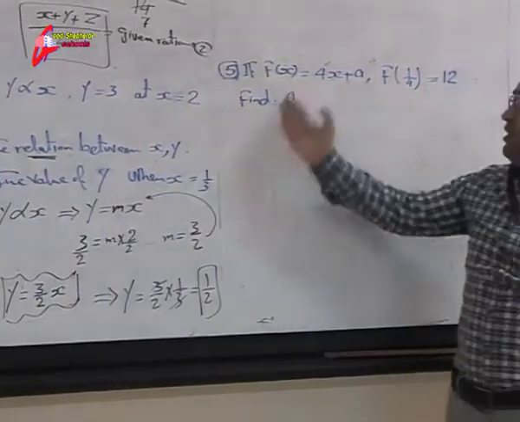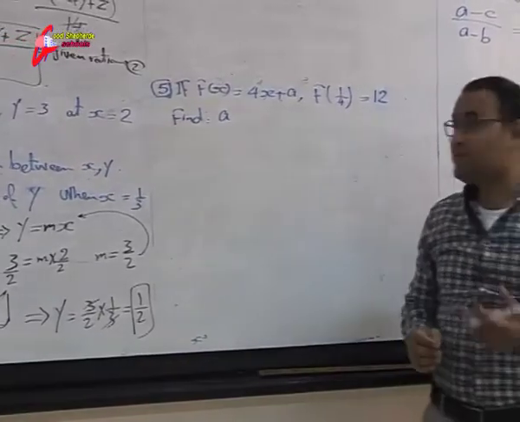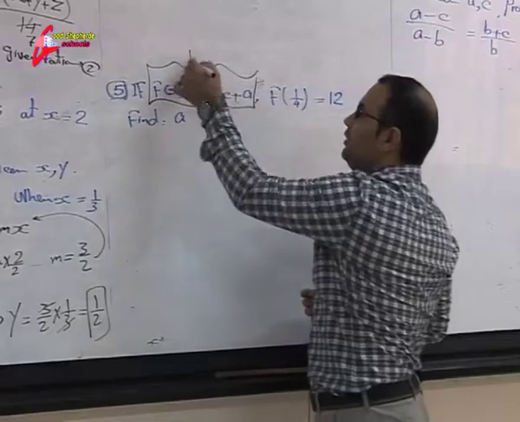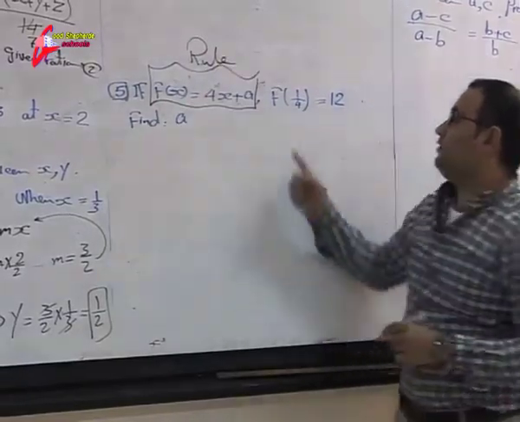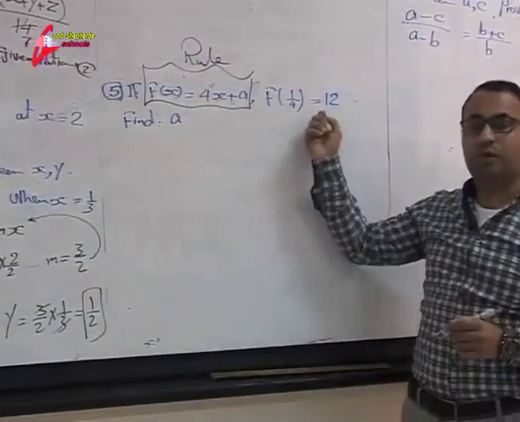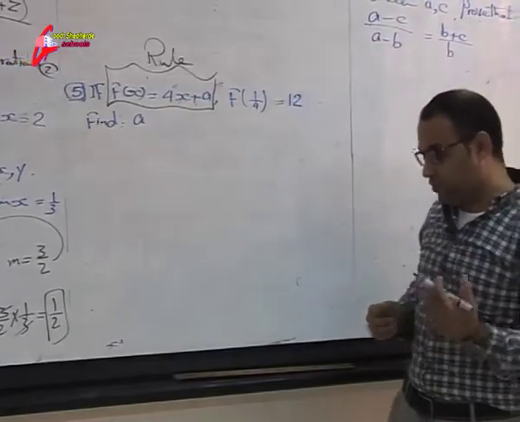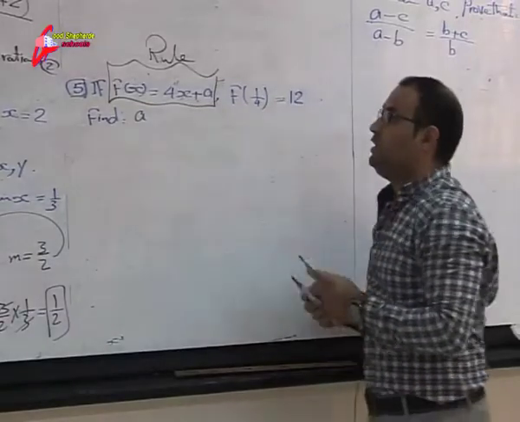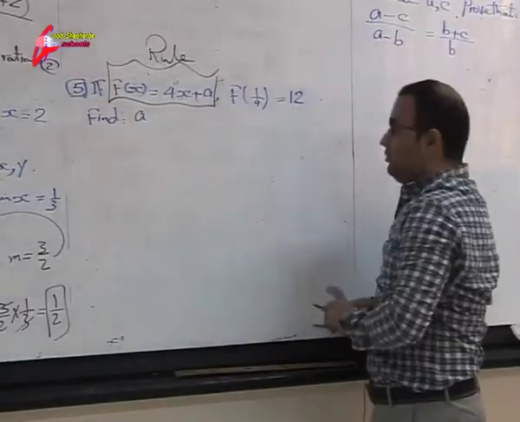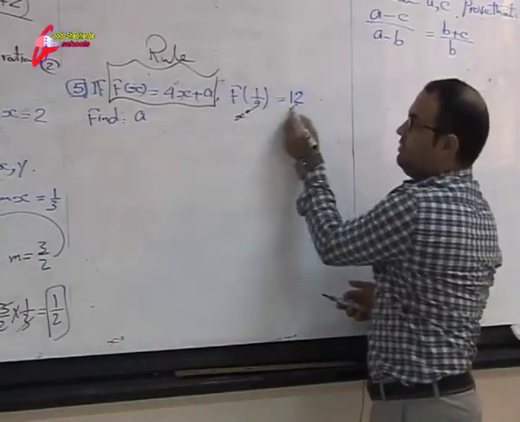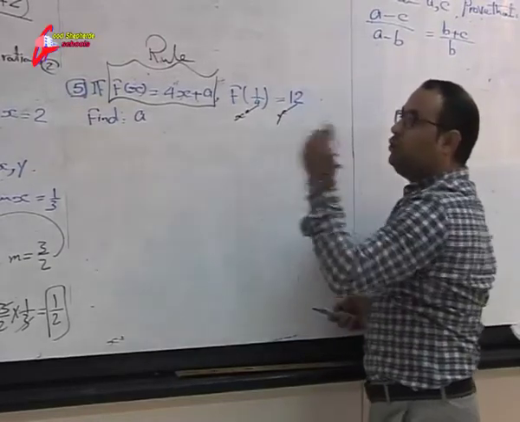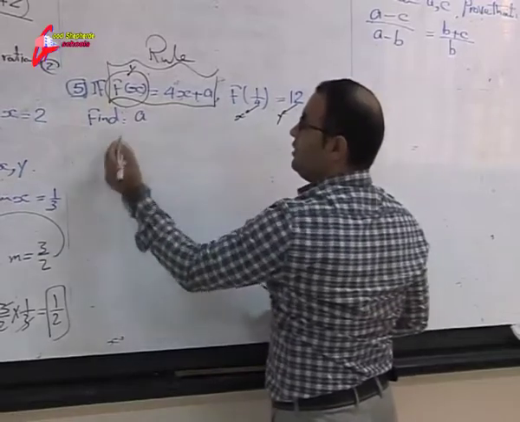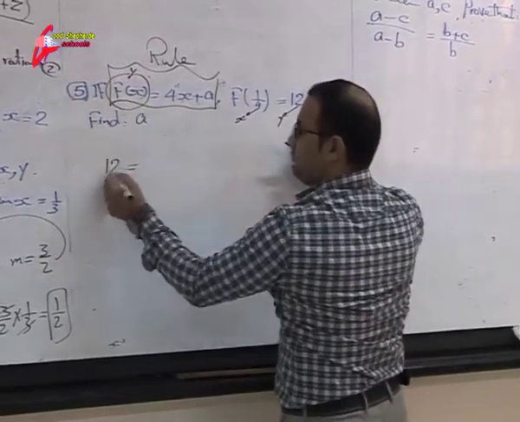Question number 5. If f(x) equals 4x plus a, this is the rule. And f of a quarter equals 12. You learned from me previously that this is x, and this means y. All of this part is going to be y. So the answer will be 4 times x and 12.